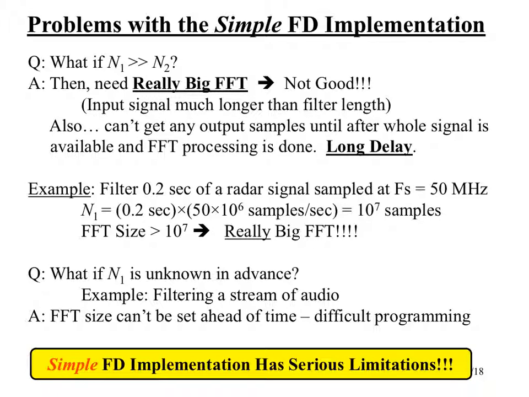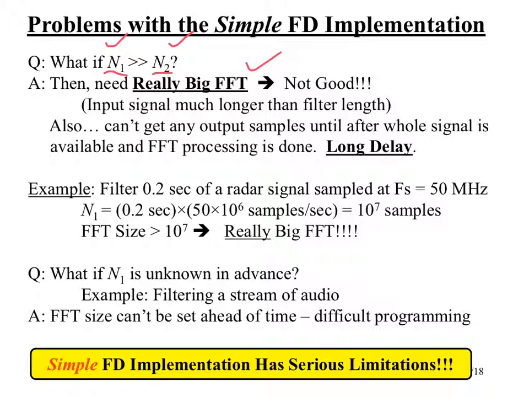What if, remember, N1 and N2 are the lengths of the sequences, and we've been using N2 to be the length of the filter. N1 is the length of the signal that we need to filter. So what if N1 is really, really big compared to N2? Well, for one thing, we would need to do an FFT that would be at least N1 plus N2 minus 1. And since N1 is really big, that means that we have to do a really big FFT. And so that might be too big for the computational power of our processor, not to mention the memory that we have available. And so that's one issue.